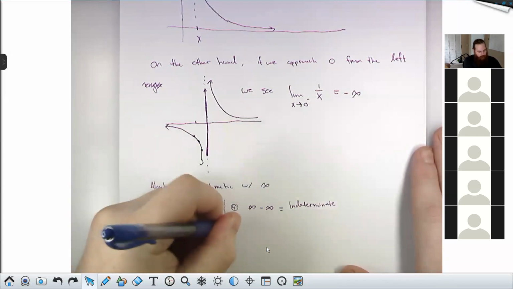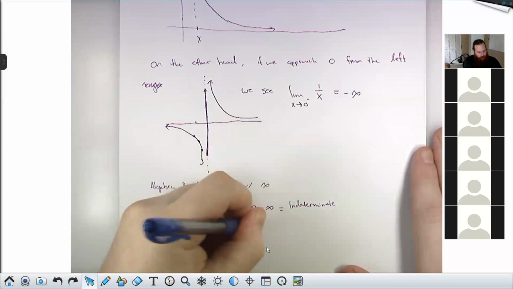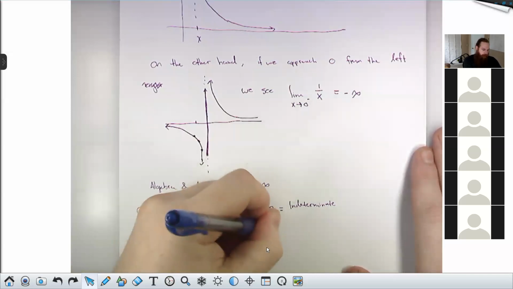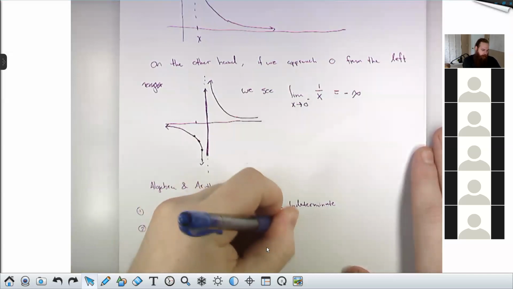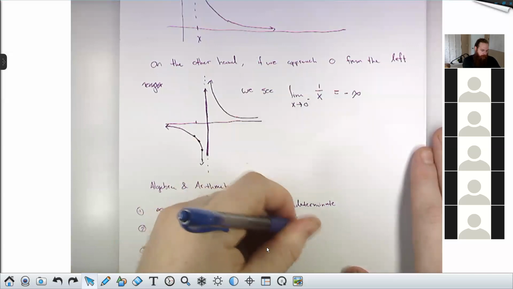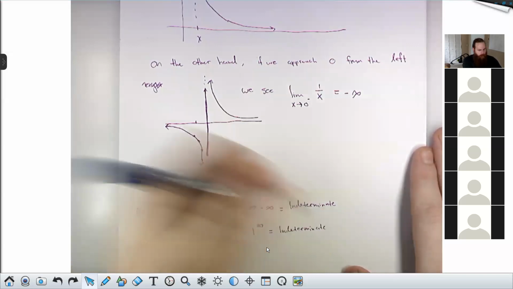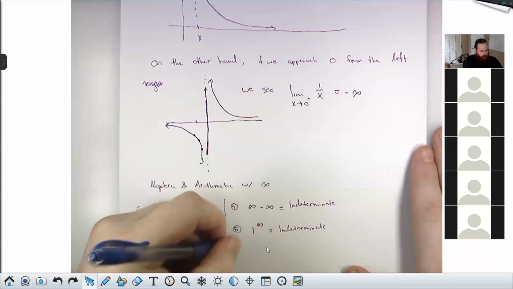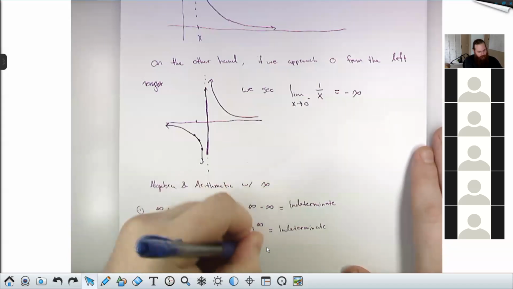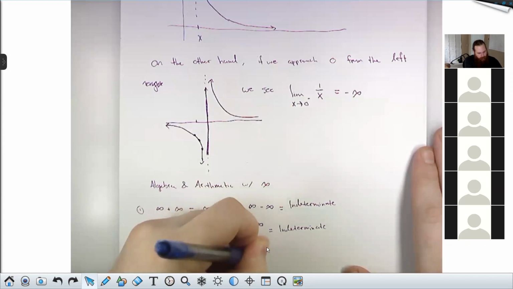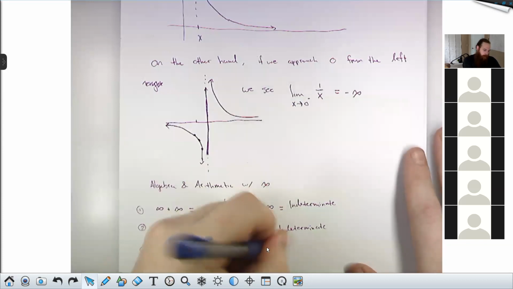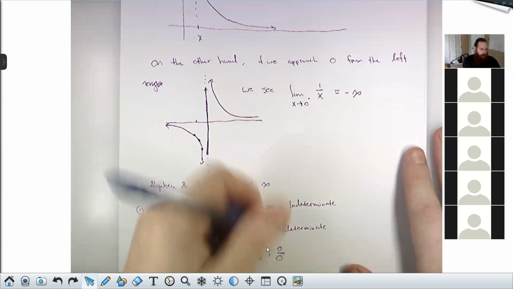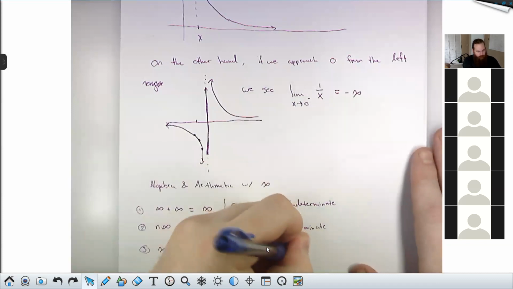Similarly, 1 to the infinity, this is indeterminate. And there's kind of two other places you can get in trouble here, and that's infinity divided by infinity and 0 divided by 0. These are also both indeterminate.